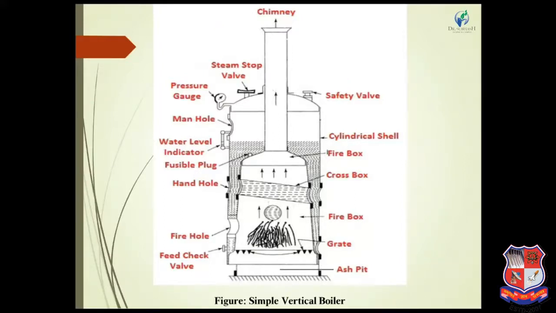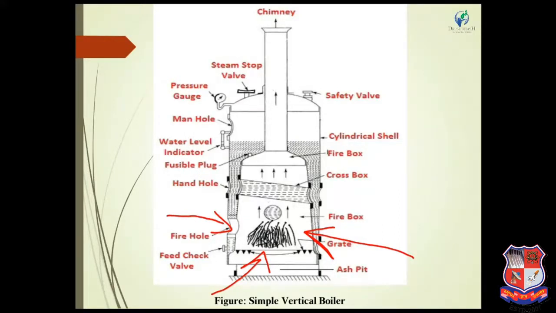Now we have to see how it works. First, we place coal inside the firebox, and after that primary air is passed through the fire hole. The grate provides the initial platform for the coal to ignite. This is the first stage.